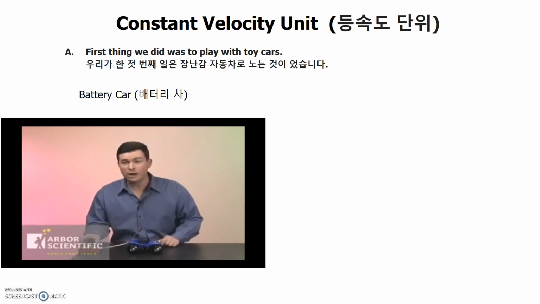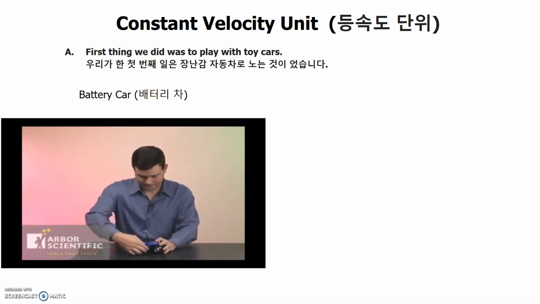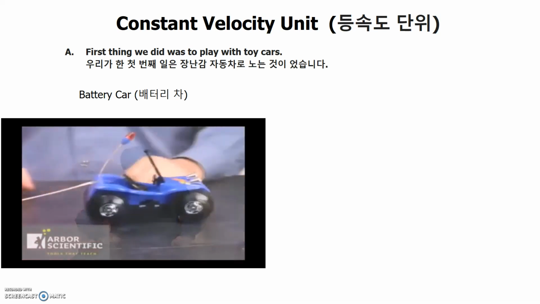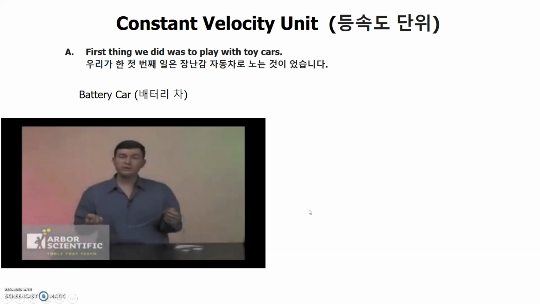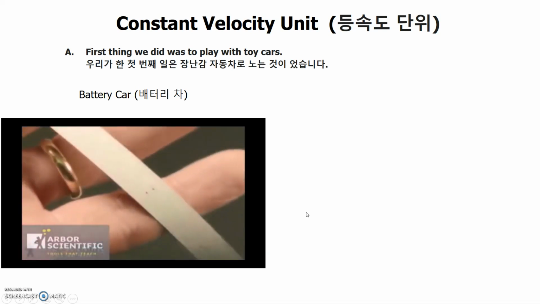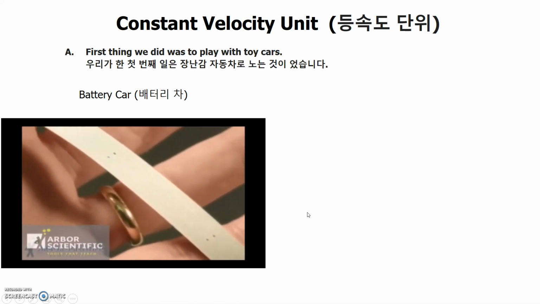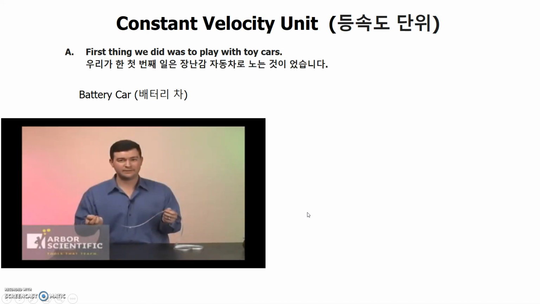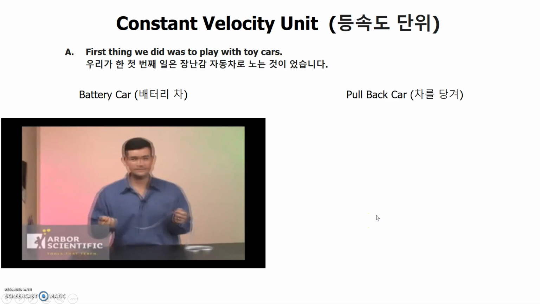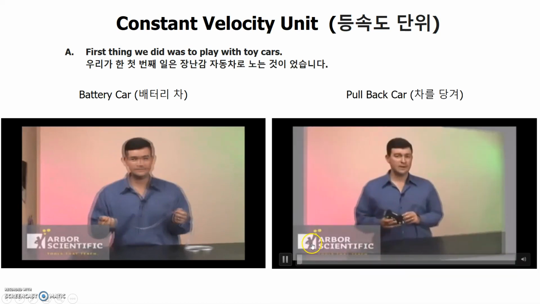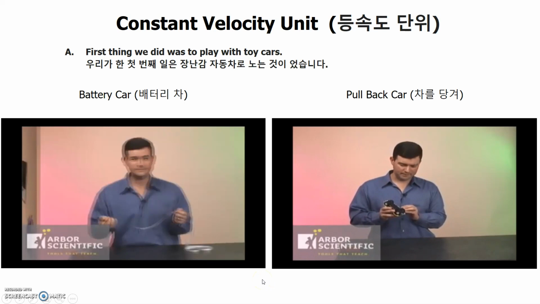We're going to attach this piece of paper to it, and it will put a bunch of dots on it. Notice the dots are equally spaced. That tells us it's moving at constant velocity. We also played around with pullback cars, and for pullback cars we didn't see constant velocity.